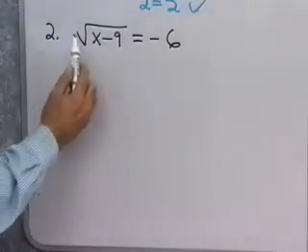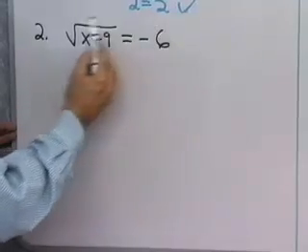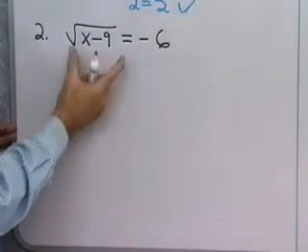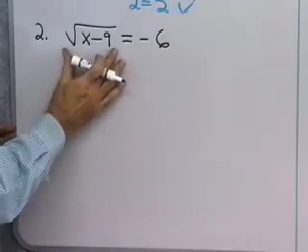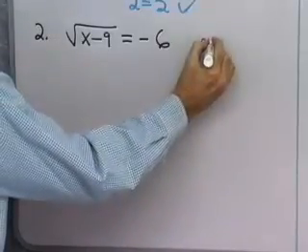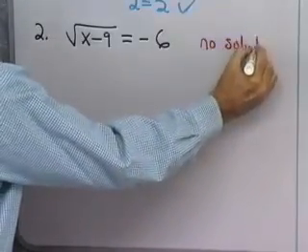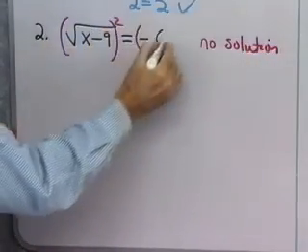Next problem. Positive square root of x minus 9 is equal to negative 6. I can tell by looking at this that there's no solution, because this side is a positive number and this side is a negative number, and there is no positive number that's equal to a negative number. So I'm going to say over here, no solution. But let's just try to solve it anyways and see what happens.